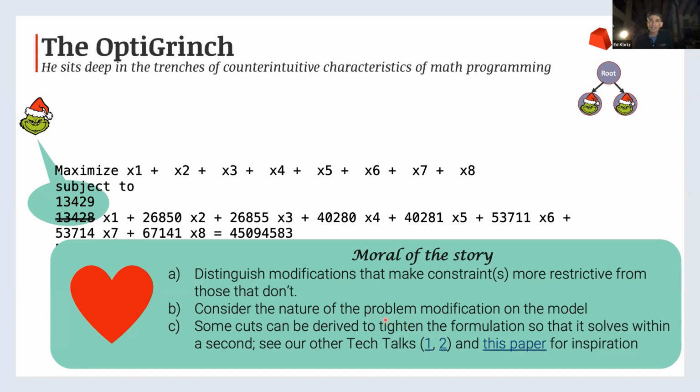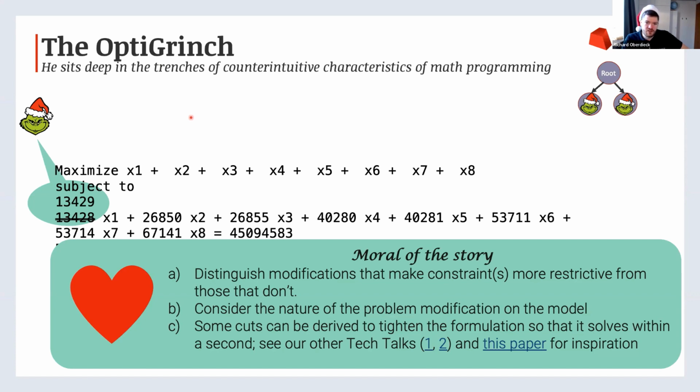So more generally, consider the nature of the problem modification beyond this more versus less restrictive. And then if you want to try to figure out, there are some ways to generate some cuts to get this particular model to run faster. And some of the ideas in our previous 2 tech talks discuss that. And then there's also a paper that actually gives the answer if you want to read the answer rather than just do the exercise and try to figure it out yourself. Okay, so I think it's time to move on to our takeaways.